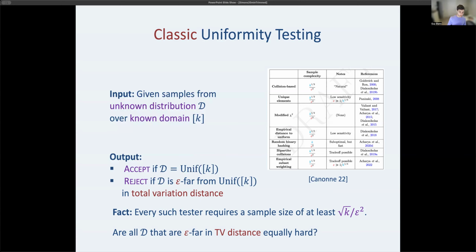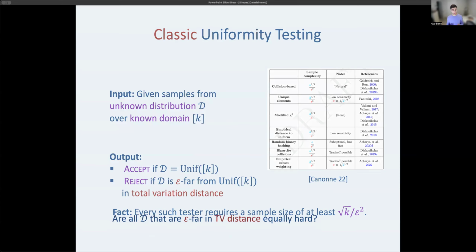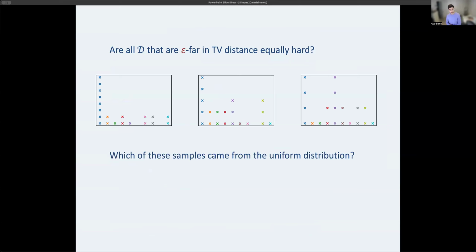But a motivating question of this work is: is it the case that all distributions that are epsilon far from the uniform distribution are equally hard to test? Another way of phrasing this is: is TV distance a reasonable way with which to benchmark? To get at this question, I want to use a visual example. I have 3 distributions that I'm not revealing to you just yet. One of those 3 is the uniform distribution. The other 2 are not. I encourage you to look at this and try to figure out which is the uniform distribution and which 2 are not, and maybe think about how confident you are in your answer. I'll pause for a few seconds.